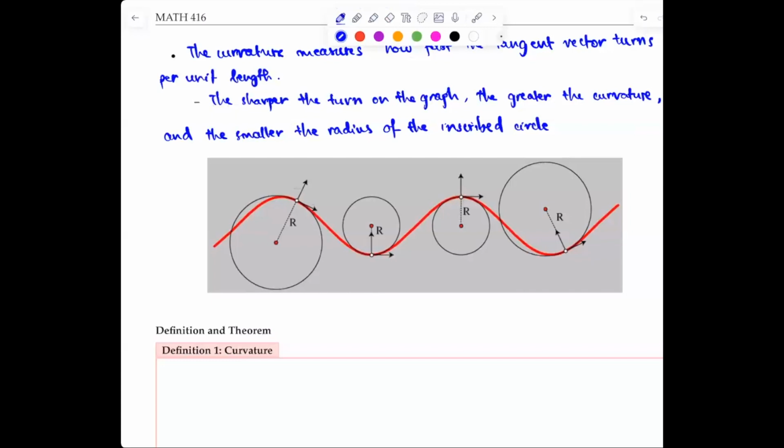If you look at this graph right here, you have a curve in red. Depending on the point of consideration, you have a different inscribed circle. Here you have a large bend on the curve, and the curvature at this point is very large compared to other points. When you have a sharp curve like this with a large bend, the radius of the inscribed circle is smaller.